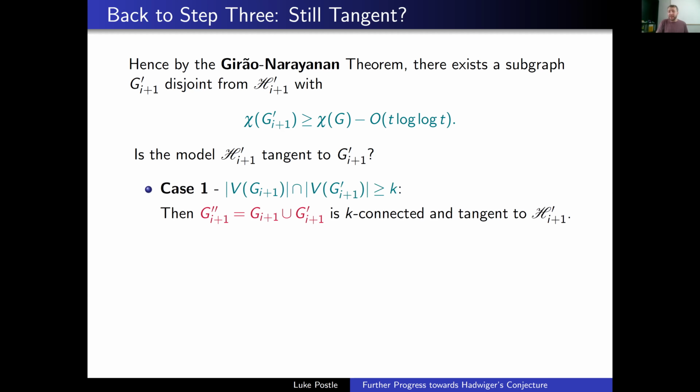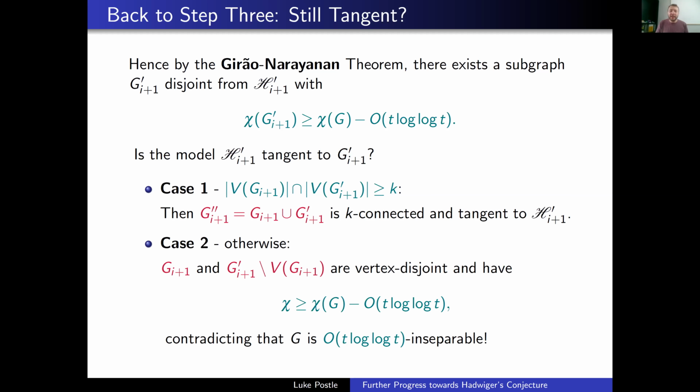No, maybe not. There's 2 cases. Case 1, if our old gi plus 1 and our new gi plus 1 prime have at least k vertices in common, then you just take the union of the 2. Gi plus 1 is k connected, gi plus 1 prime is k connected. If they intersect in at least k vertices, the union is k connected. And then they'll be tangent to this new model. The model was disjoint from everything but those tangent vertices in the old gi plus 1. So that's a nice idea. If the old future and new future overlap too much, you just throw it all together, and now I'm tangent to that, and it has high chromatic number, and that's great.